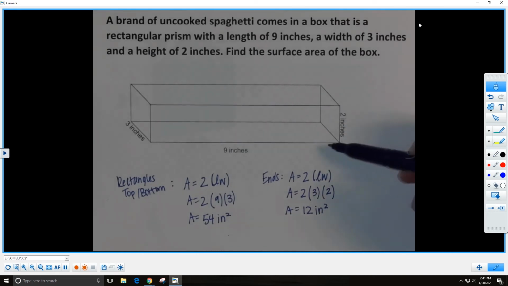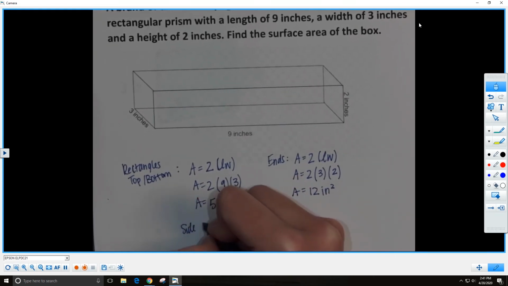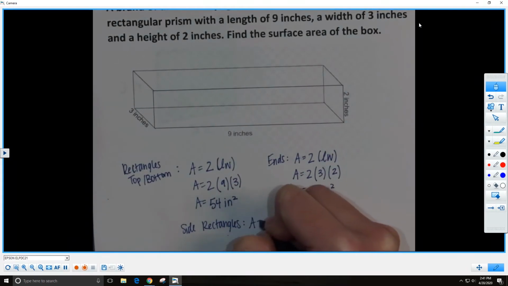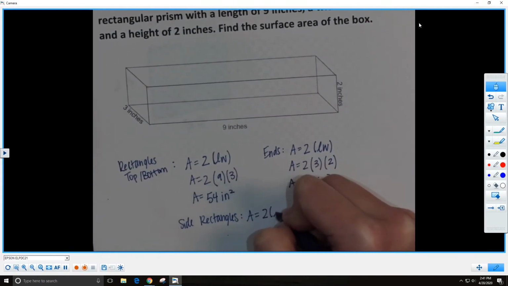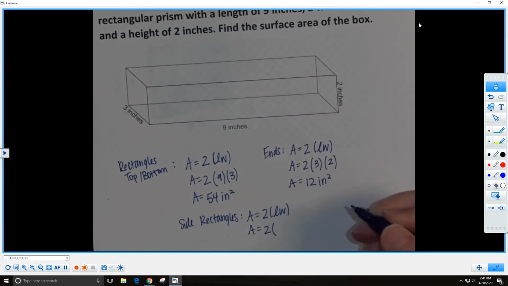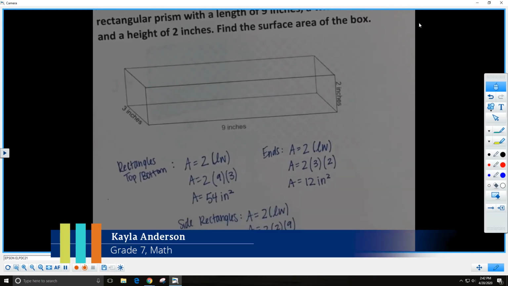Yep, these 2 by 9 inch rectangles that we have. And again, there are 2 of those. So we'll call those the side rectangles, if that is okay. So again, the area is going to be 2 times the length times the width because there are 2 of them and they have dimensions of 2 and 9. So 2 times 9 times 2 is going to give us 36 square inches.